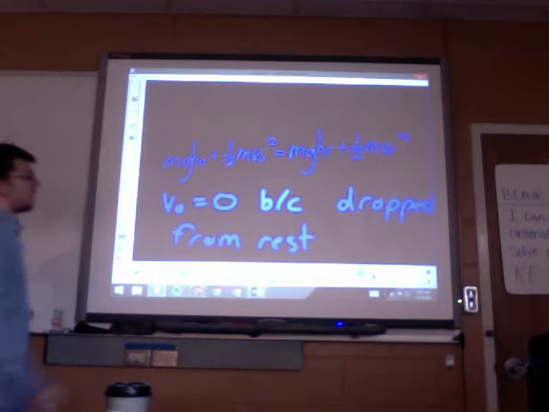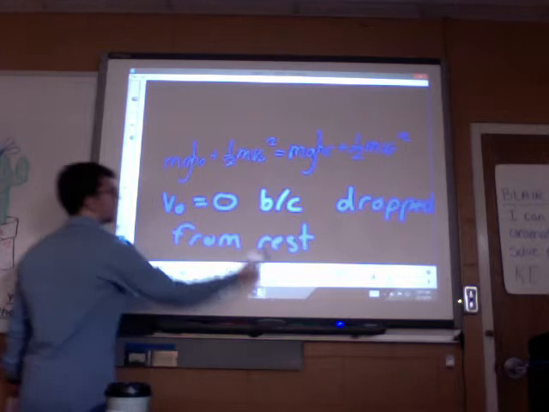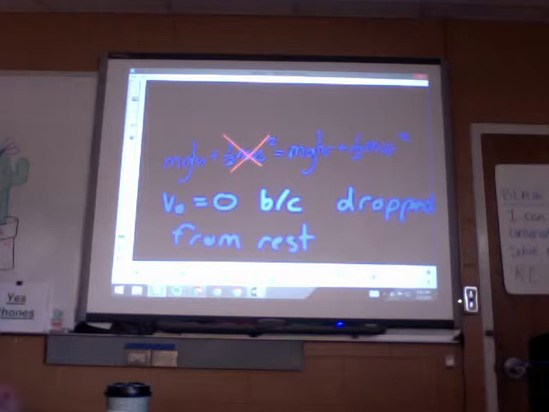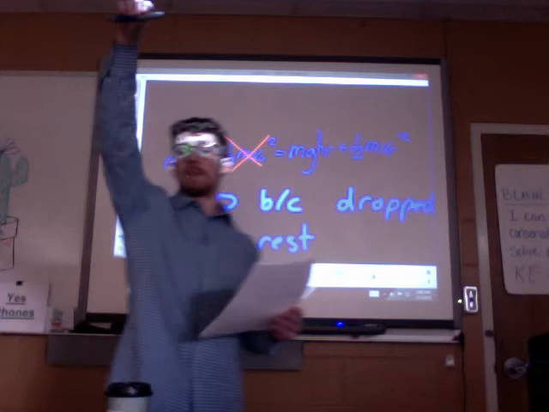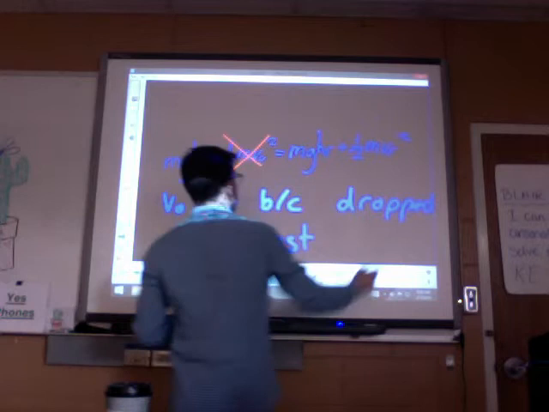Either way, the initial velocity is 0 because it's dropped from rest. And that means that this whole term gets canceled out, and that's nice. One of our other values is also going to be 0. So think about it. Hammer goes all the way down to the ground. What else is 0? Final height. So this whole term goes away. H final is also 0.